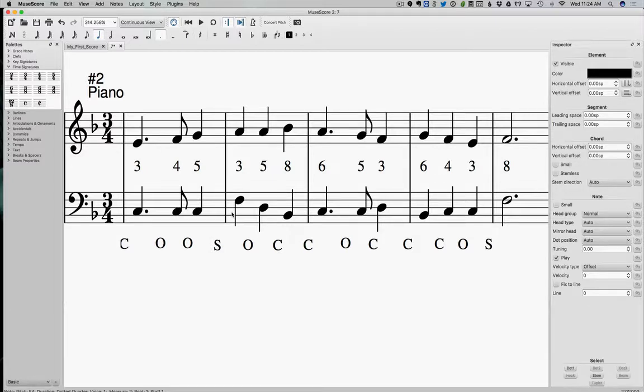Okay, moving on. Let's do a worksheet on this, and then we'll move on and start talking about melodic embellishments.